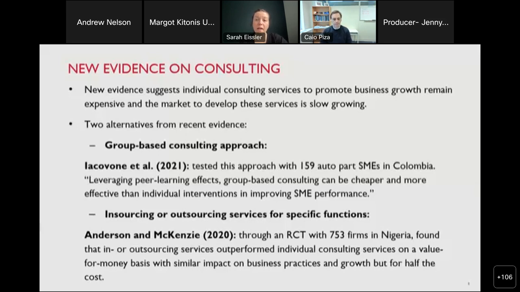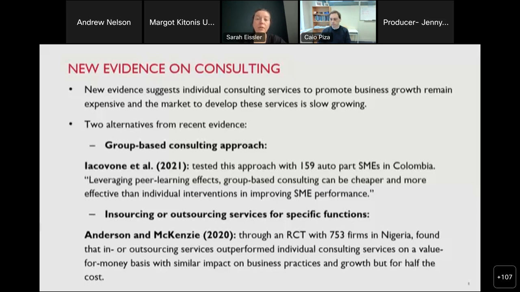So a study published by Iacovoni et al. in 2021 tested the effectiveness of the group-based consulting approach compared to the more expensive individual consulting approach in an experiment with 159 auto part firms in Colombia. And it found that both types of approaches resulted in similar improvements in management practices. However, the new group-based approach proved to be more cost-effective, and it was only a third of the cost to implement compared to the individual consulting service. However, it was important to note that while the study demonstrated that this was a more cost-effective approach, the sample size wasn't large enough to allow for recommendations on the types of firms that it could best support. So further research and further evidence is necessary.